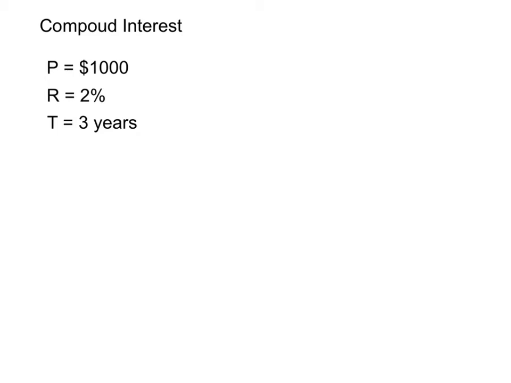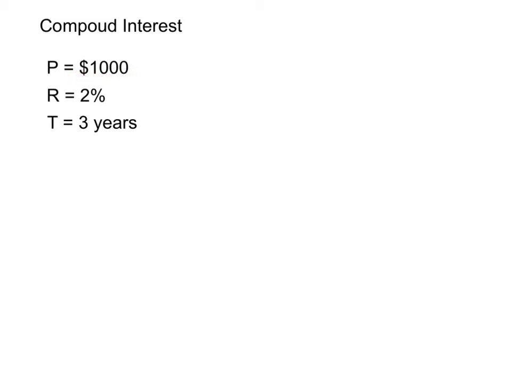Okay, now we come to compound interest. Suppose we have P equals $1,000, R is 2%, and T is 3 years. For compound interest, it is quite different from simple interest. It actually means that after 1 year, we have some interest for this amount of money, $1,000.